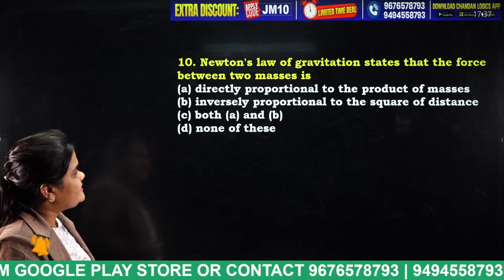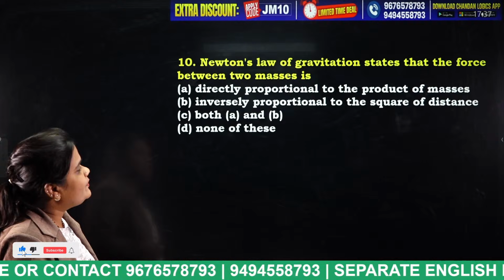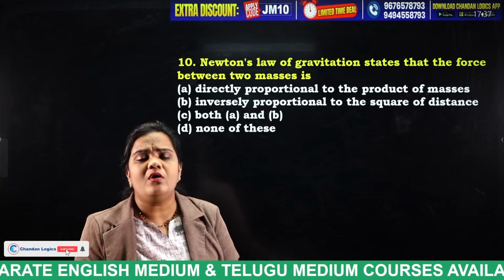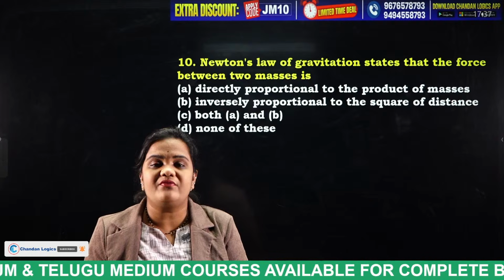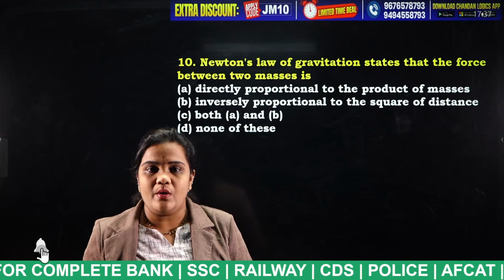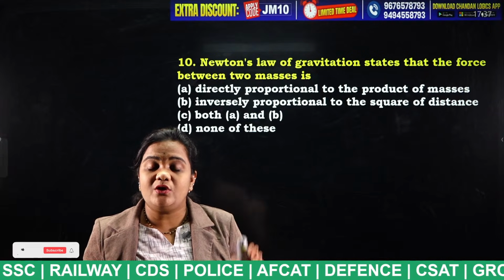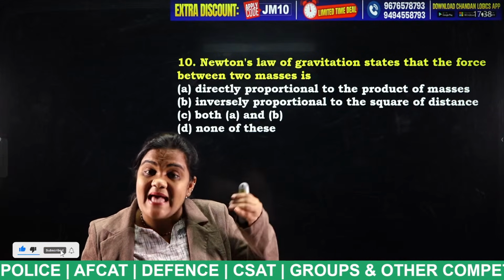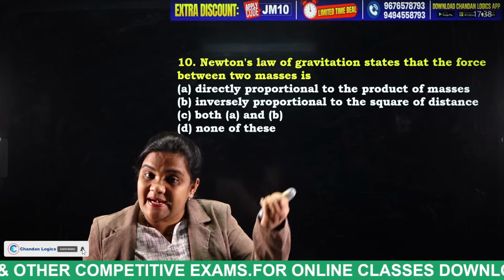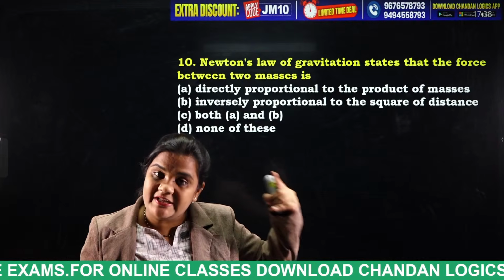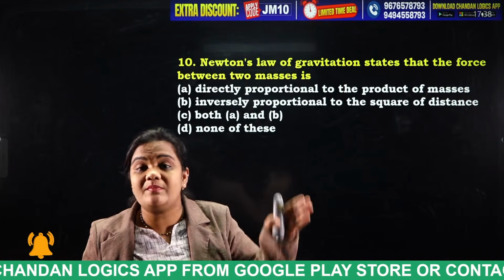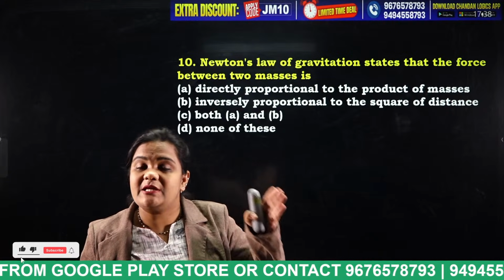Newton's law of gravitation states that the force between two masses is directly proportional to the product of masses, inversely proportional to the square of distance. Options: both A and B, none of this. So you all know who brought up the law of gravitation, students? Okay, gravitational force. Who has introduced this? Sir Isaac Newton. Okay, actually he told that every particle has an attracting force toward other particles, and that force is known as what, students? Gravitation force. And what is the value of the gravitational constant? 6.67 into 10 power minus 11 newton meter square per kg square.